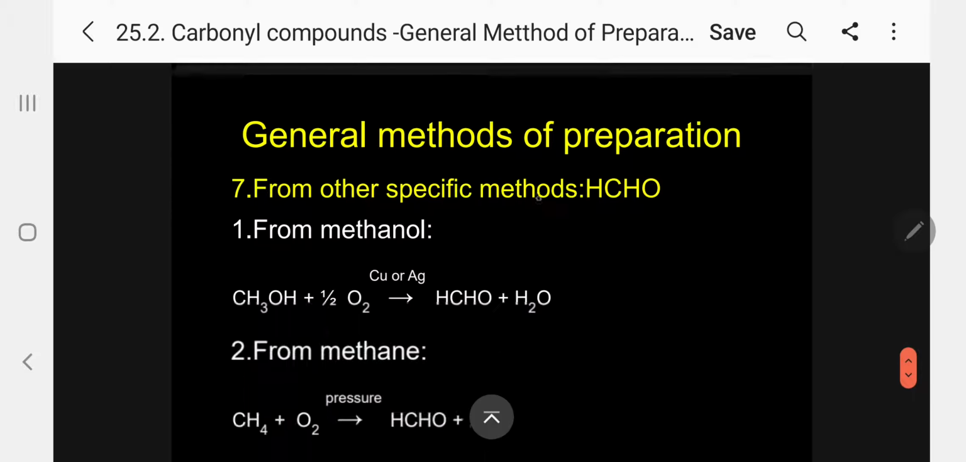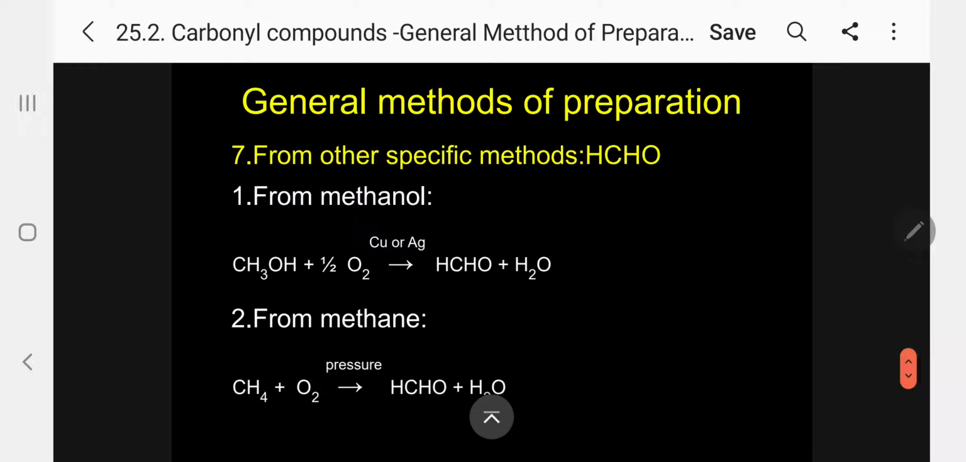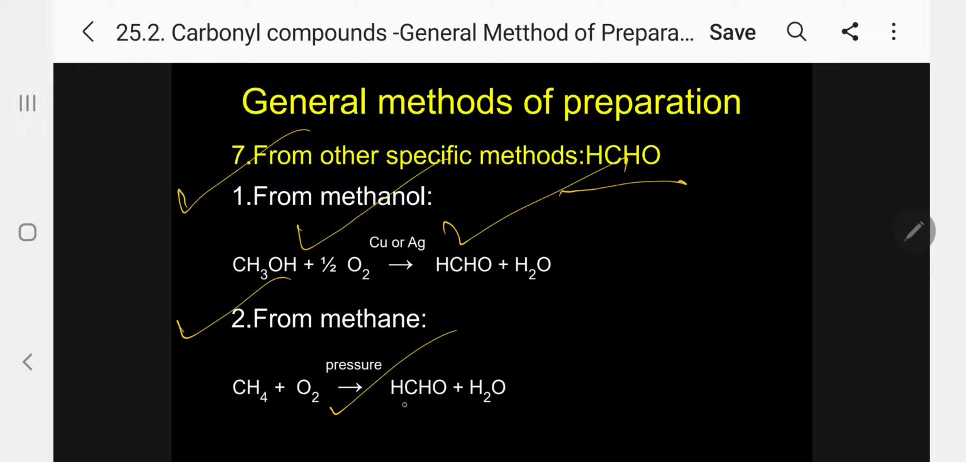The next one is. So far I have discussed 6 general methods suitable for any aldehyde or any ketone. Now I want to give some specific methods, that is, methods suitable only for a particular aldehyde or ketone. For example, in the case of aldehyde, from methanol, air oxidation in presence of copper and silver gives formaldehyde. Again, from methane, air oxidation under pressure gives formaldehyde.